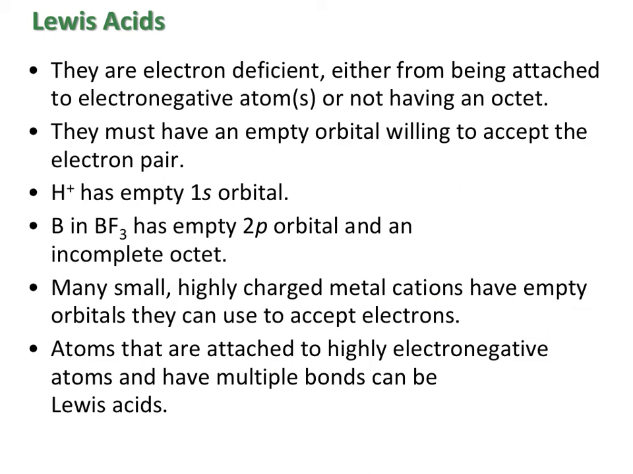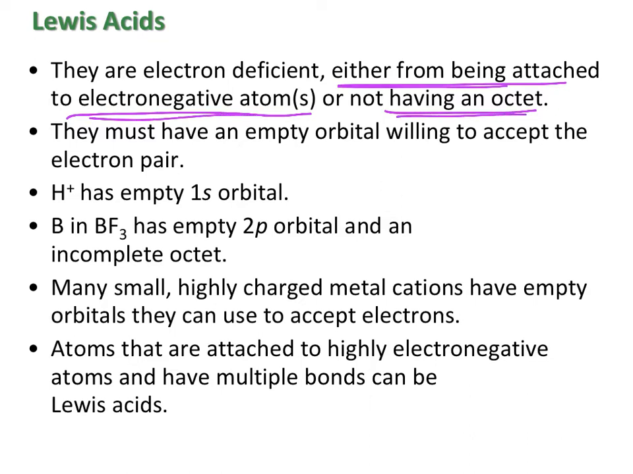In contrast, Lewis acids are electron deficient, meaning that they usually will not have an octet, or they will be attached to an electronegative atom that causes them to be electron deficient. Remember, electronegative atoms are selfish. They hog electrons toward themselves, and whenever they do that, they also kind of strip away electrons from whatever they're bonded to. So in order for something to be an acid, it either has to be one of these two cases, either electron deficient or not having an octet.